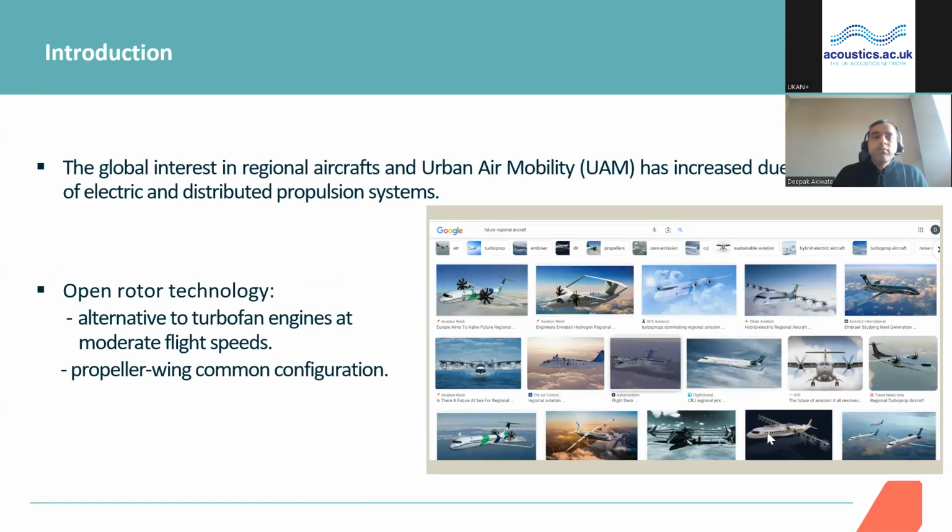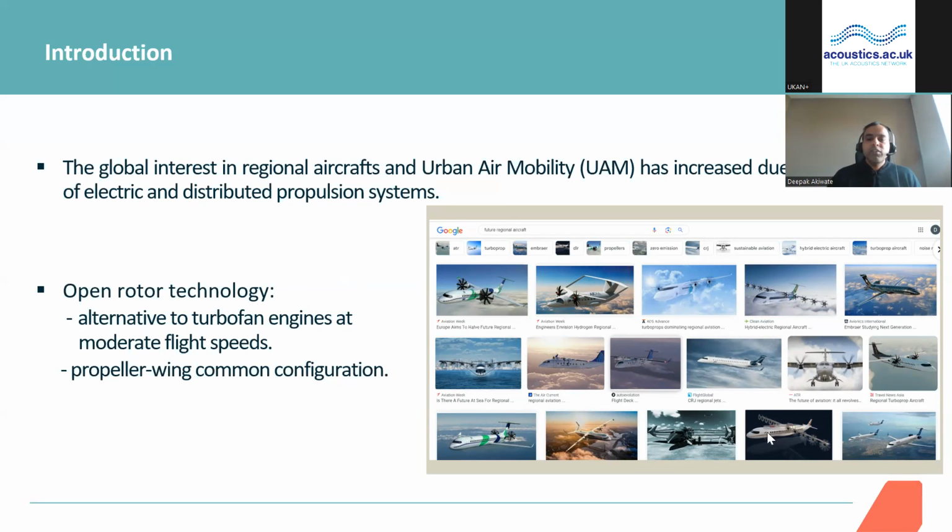The introduction. So we know that the global interest in regional aircraft and urban air mobility has increased recently due to the emergence of electric and distributed propulsion systems. And we are going towards a new regime where we are trying to focus more on urban air mobility or the regional aircrafts. And when you try to type future regional aircrafts in Google, you can see various novel or different configurations being explored by the aircraft manufacturers.